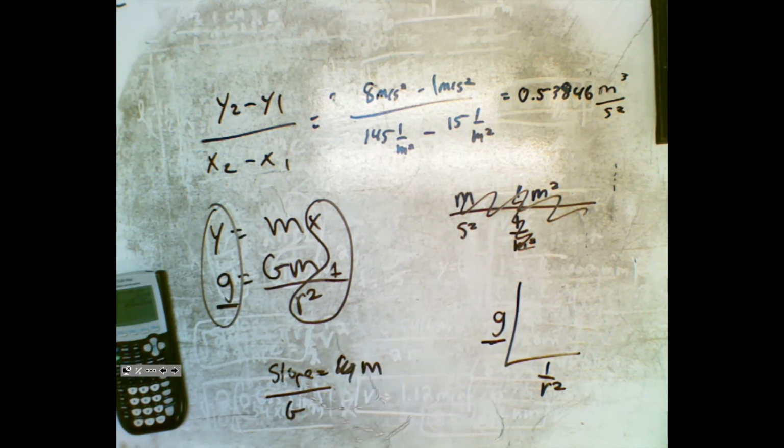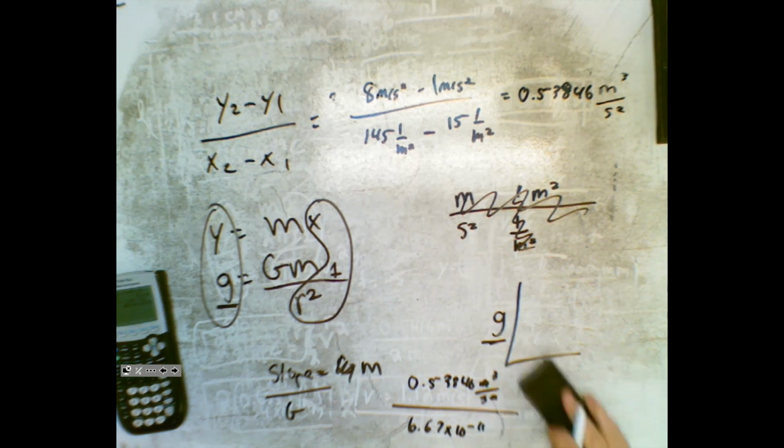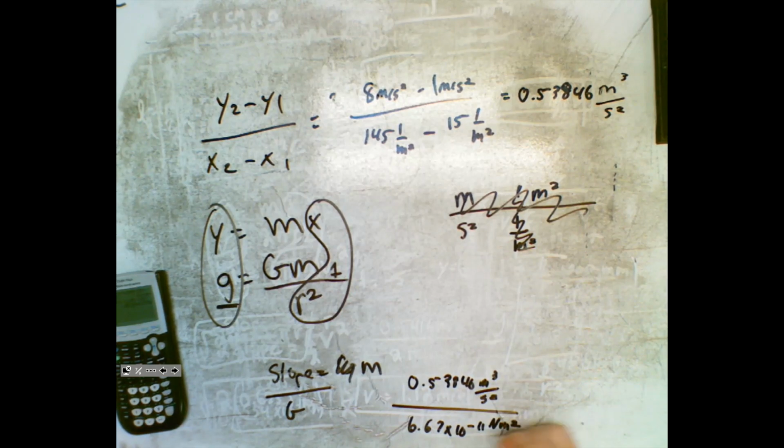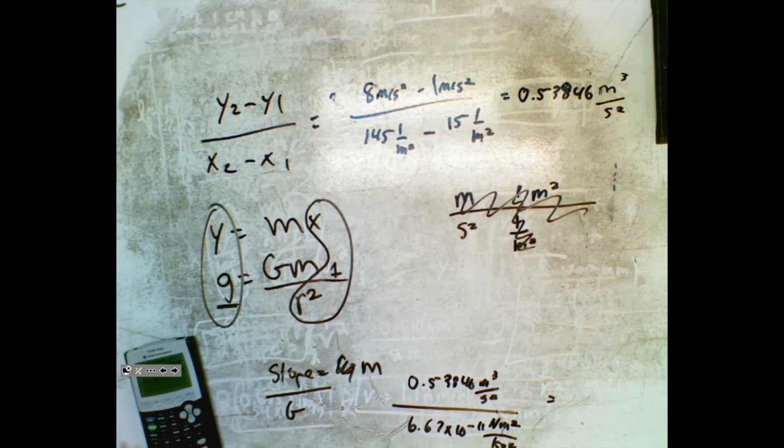I never asked you to do that, but we can move the g down below because that g is a constant. So if I take 0.53846 meters cubed per second squared, and I divide it by g, and this g is always 6.67 times 10 to the negative 11. We'll learn about that, and the units are Newton meters squared per kilogram squared. And we would end up getting 8.1 times 10 to the 1, 2, 3, 4, 5, 6, 7, 8. And it would end up being kilograms as units, and that's how you can find the mass of a planet if you have enough information.